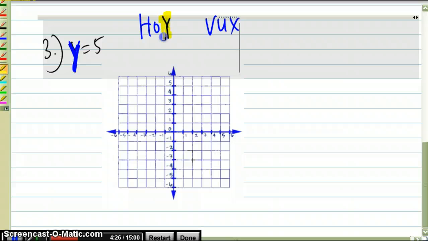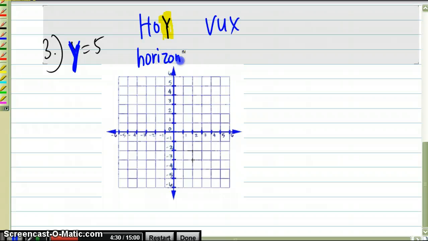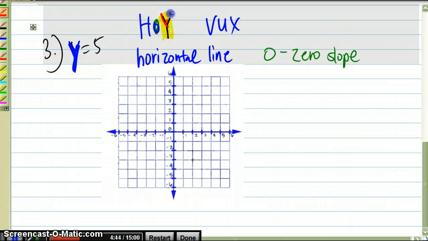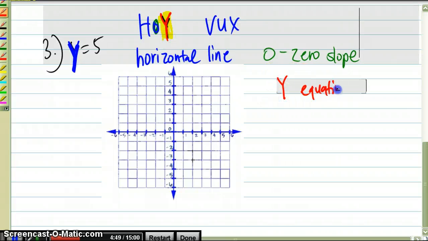So HOY tells me that the H is, I am going to draw a horizontal line. That's the H. The O is actually a 0. That's 0 slope. And that part we have not gone into detail about. And then the y just means for any equation that has a y only, then it would be y equals and then any number. So in my problem, it's y is equal to 5.